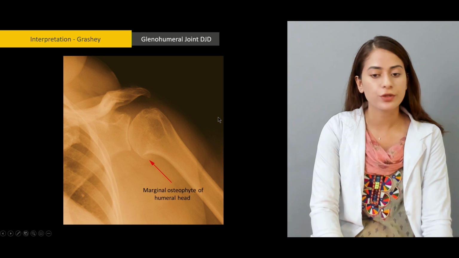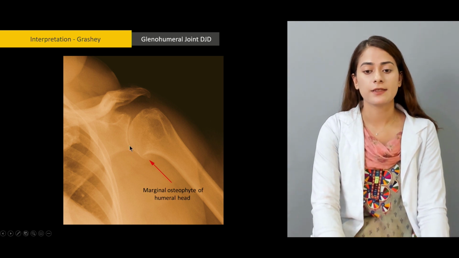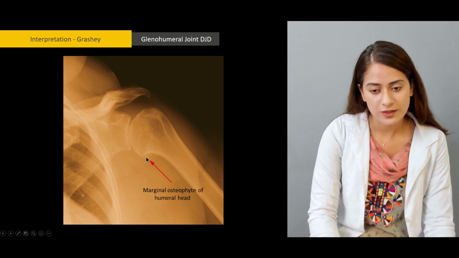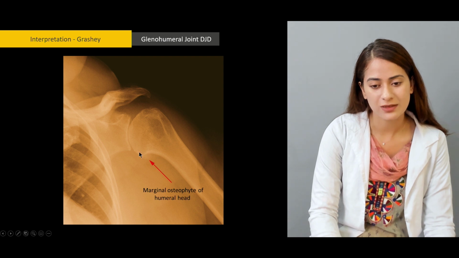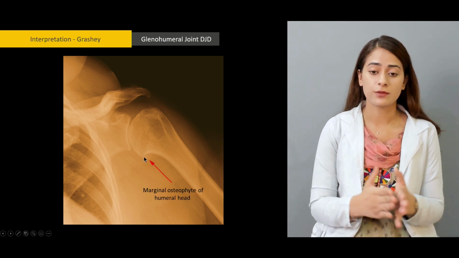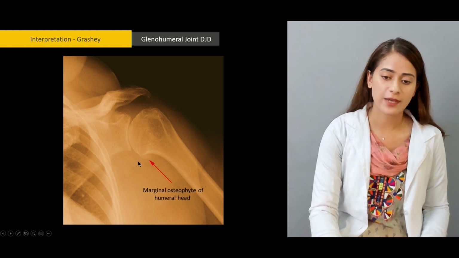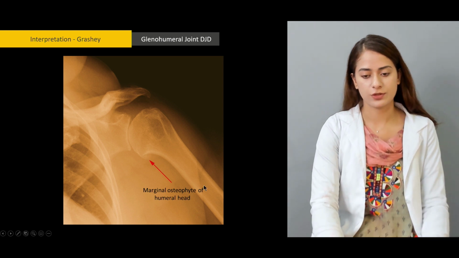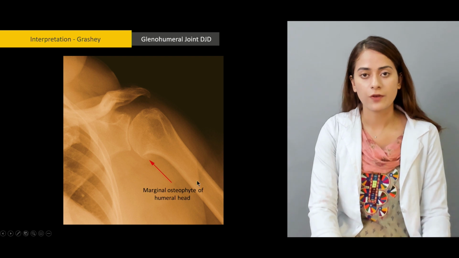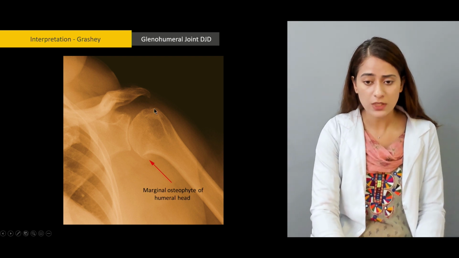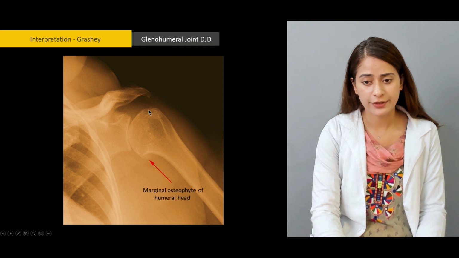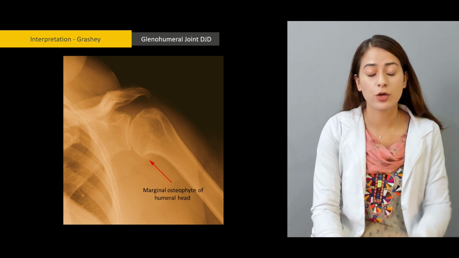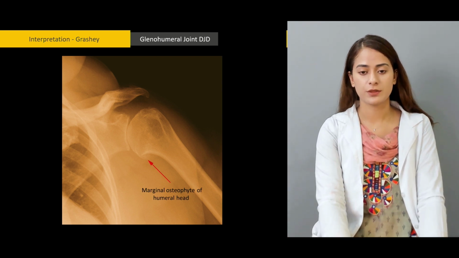Then we have glenohumeral joint osteoarthritis again. What happens is there is joint space narrowing, there is sclerosis, there is osteophyte formation. This is probably because this fragment is constantly in friction, or this fragment is probably dislodged from this surface here, and then it has ossified further, and this is a marginal osteophyte, as we call it, of the humeral head. There can be marginal osteophytes here as well, or here as well. These are the common sites because that is where most of the friction will result because of the movement.